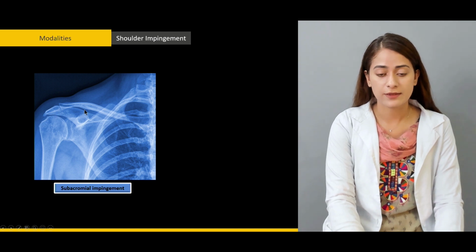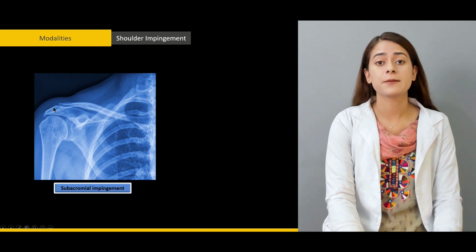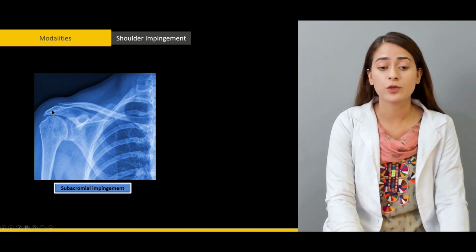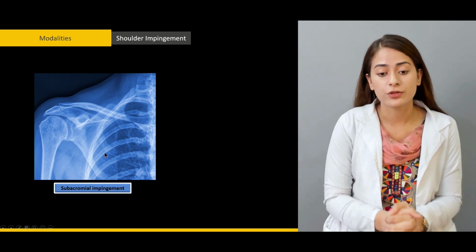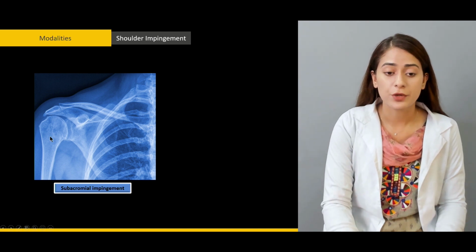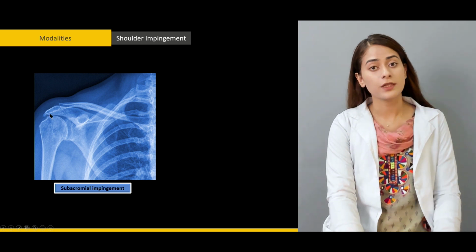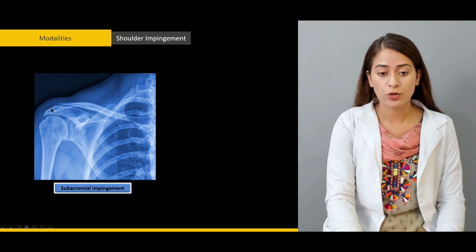So this is where the subscapularis tendon is. This is the root of the subscapularis tendon. So if it is impinged between this space because of the narrowness here, then we call it subacromial impingement. The bursa here can also be impinged. There is subacromial bursa here.